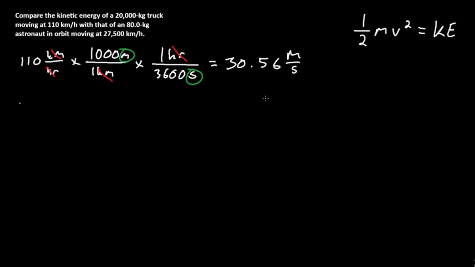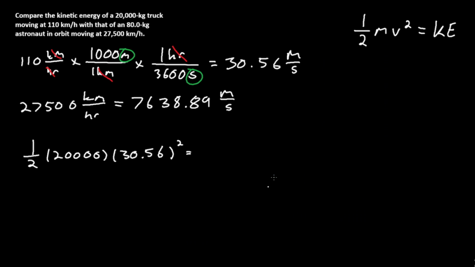Okay, let's find the speed of the astronaut. Again, using the same unit conversion, multiplied by 1,000 divided by 3,600, you will get a speed of 7,638.89 meters per second. So we just need to calculate our kinetic energies for both of these. So this is the kinetic energy formula of your truck, and the kinetic energy of the truck is 9.34 megajoules.